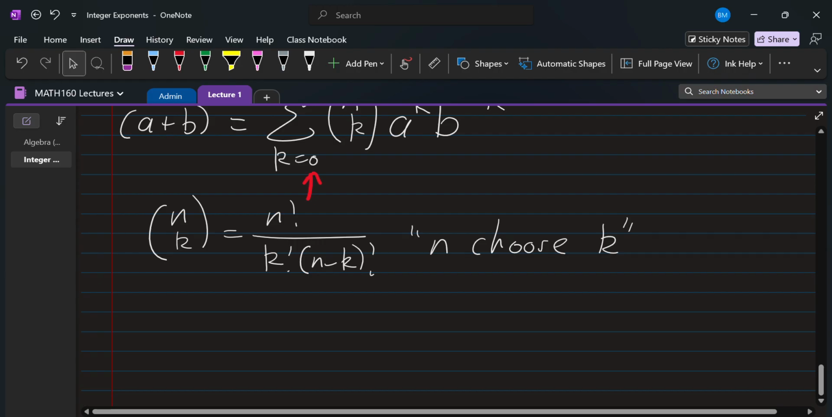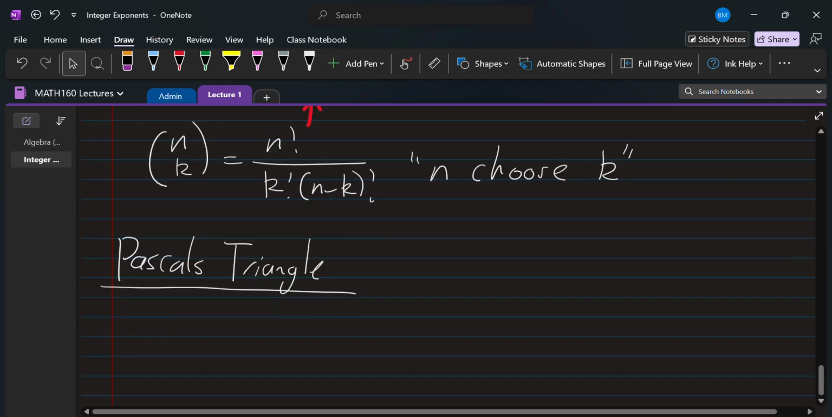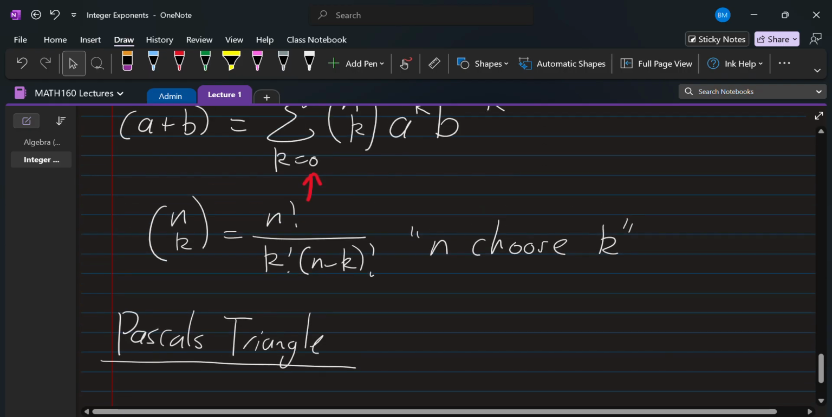Okay, now you could use your calculator to find what these are. That's a waste of time. Please do not do that. You're just wasting time you could have spent on something else. Instead, what we use is something called Pascal's triangle. Has anyone heard of that? There were some yes, some no. Let's go through it.